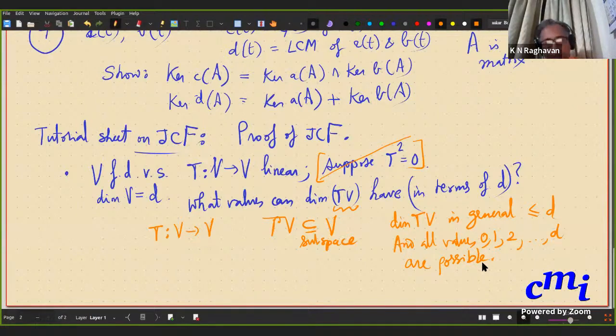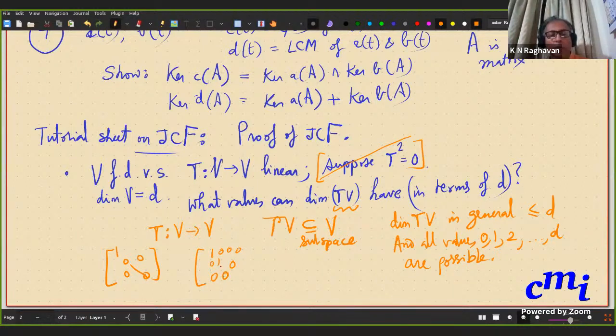Right? Linear transformations are the same as square matrices, right? You can construct matrices which have ranks 0, 1, 2, D. For example, take the matrix with 1 and everything else 0. Now this has rank 1, which means the dimension of TV is 1. This is not the only matrix, but there are lots of matrices. These are some simple examples. All the rest are 0, right? So this has dimension 2 and so on.